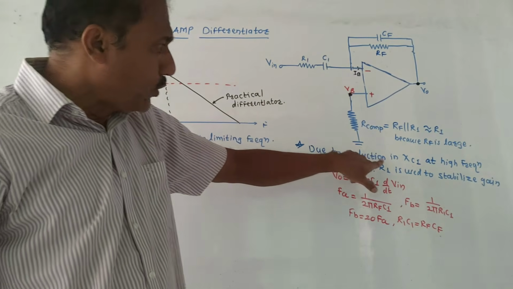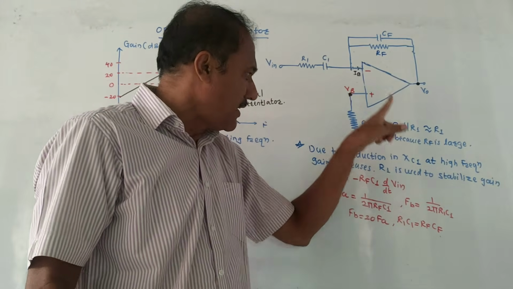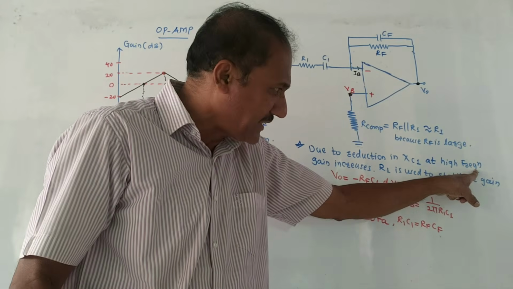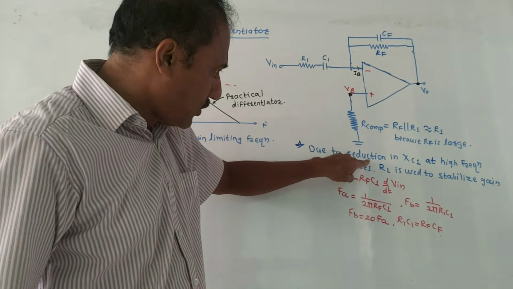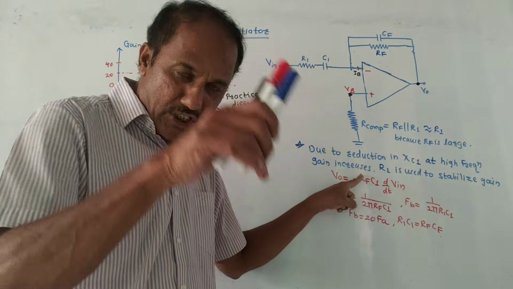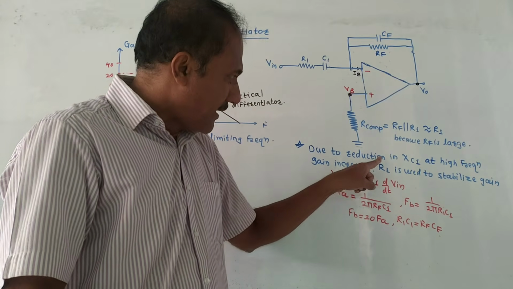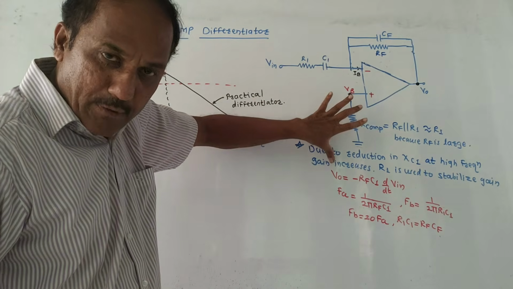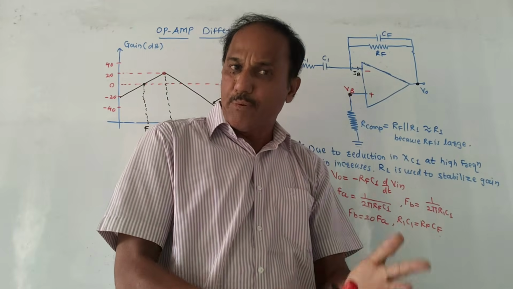What we have studied, due to reduction in XC1, just now we discussed limitations of ideal differentiator. So reduction in XC1, that is reactance of capacitor, takes place at high frequency because reactance is reciprocal of frequency. And due to this, due to reduction in XC1 at high frequency, gain increases. Because we discussed the formula of gain, it is RF upon XC1. So gain increases. R1 is used to stabilize the gain. देखो यहाँ पे सिर्फ C1 था, इसलिए ये प्रॉब्लम आ रहा था. That was we discussed the problem of instability and high frequency noise.